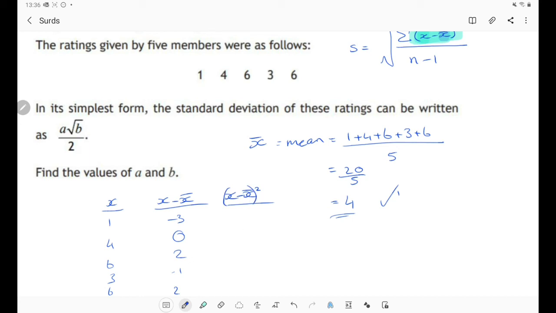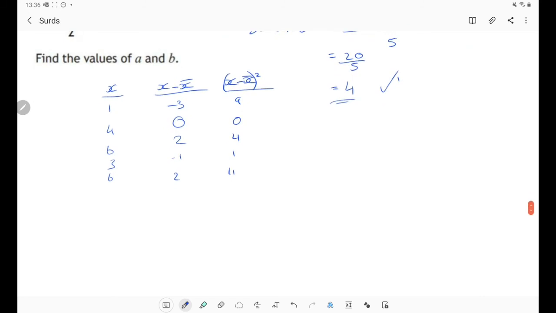What happens when you square a negative number? It is always positive. And we've done our table. Now these values in the third column get you your second mark.